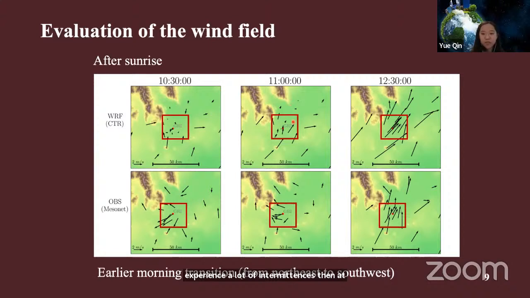Then at 11 a.m., the simulation shows a southwesterly upslope wind in most places, while in the observation, GREE is undergoing east wind, which could be due to the combined effect of the downslope wind from the northeast and the up valley wind from the southeast. Finally, at 12:30, while the model is showing prevailing effect of southwesterly wind, in observation, most places are having south wind, thus an underdeveloped upslope wind. And therefore, in general, the WRF model predicts an earlier wind shift from the northwesterly downslope wind to the southwest upslope wind.